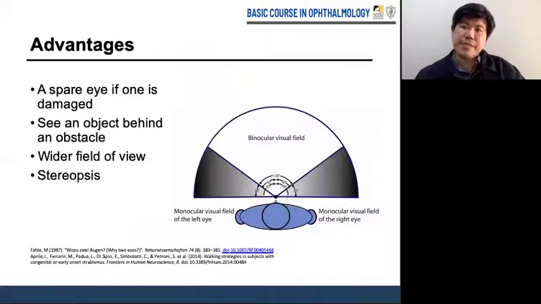So, what's the advantage of having binocular single vision? Well, one is you have a spare eye if something happens to your dominant eye or to the other eye. Another would be having a maximum horizontal field of view of approximately 190 degrees with two eyes being used. Approximately 120 degrees of which makes up the binocular field of view, which means this is being seen by both eyes, flanked by two uniocular fields seen by only one eye of approximately 40 degrees each. This can also allow you to see objects behind obstacles. And lastly, of course, stereopsis.